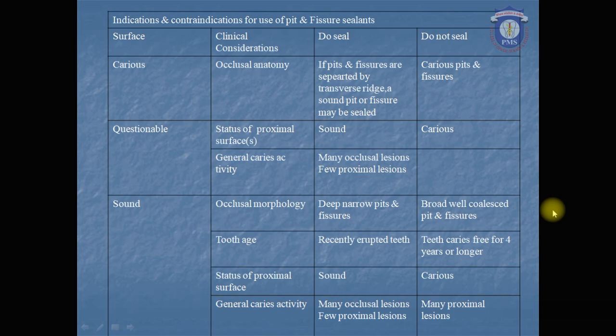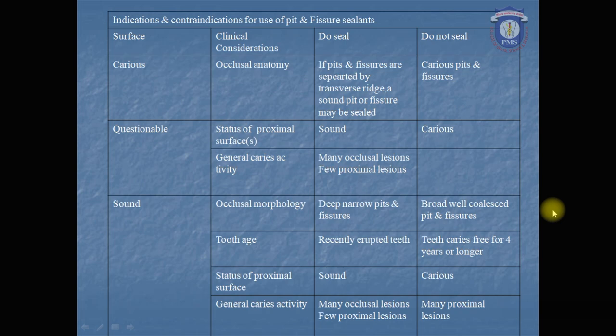Sound occlusal morphology, deep, narrow pit and fissure: do seal; broad, well coalesced pit and fissure: do not seal. Tooth age: if recently erupted, do seal, and do not seal if the tooth has been caries free for 4 or more years. Status of proximal surface: if it is sound, do seal, and do not seal if it is carious. General caries activity: many occlusal lesions and few proximal lesions, you can seal, and many proximal lesions, do not seal. So you have to understand that if there are any proximal lesions, it is better not to seal.